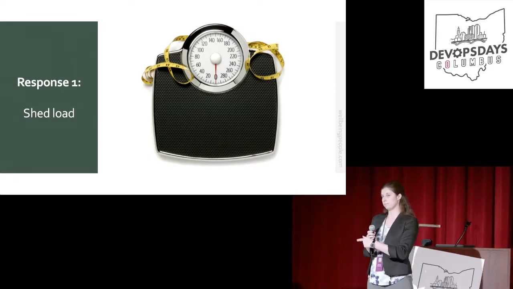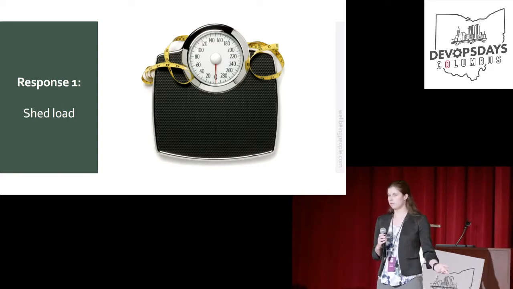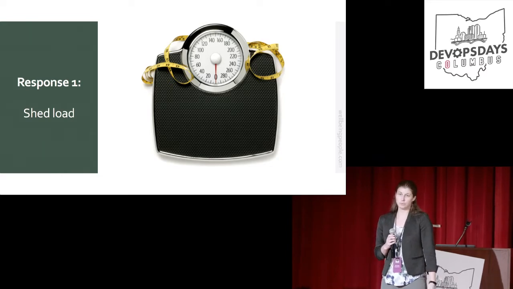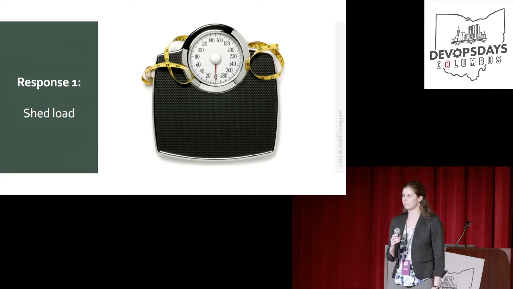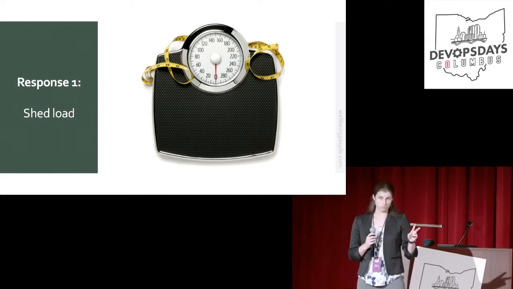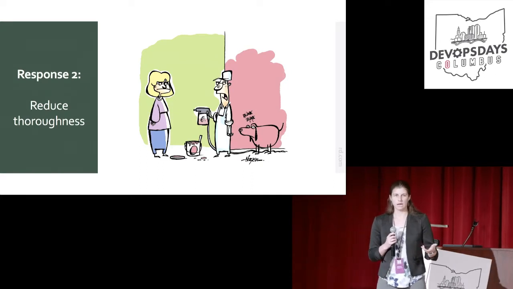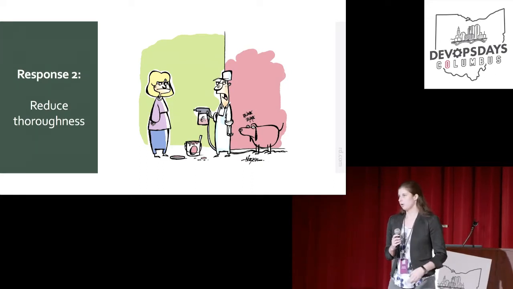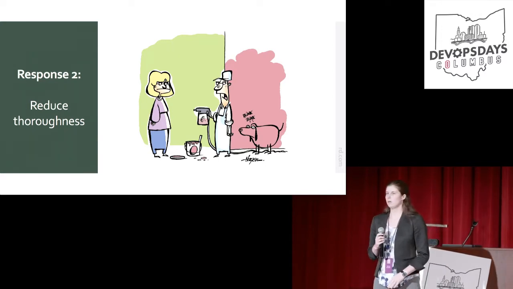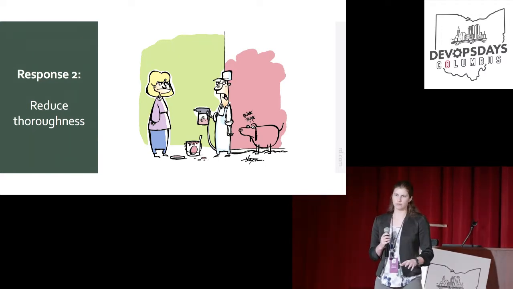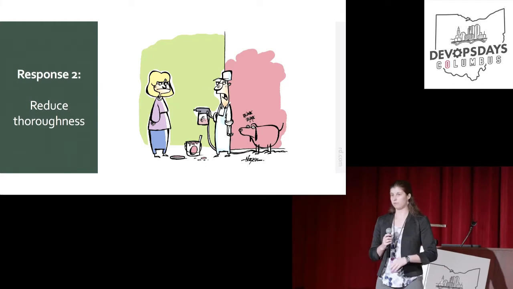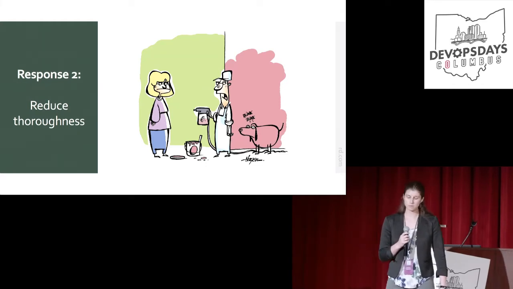Response 1, shedding load. We see this in dropped requests. People can drop work as well, but that's often with other ramifications. Response 2 is reducing thoroughness. This can be seen as increased latency or decreased performance in certain components. Basically, they cannot handle things at the normal rate, so they have to slow it down in a way.